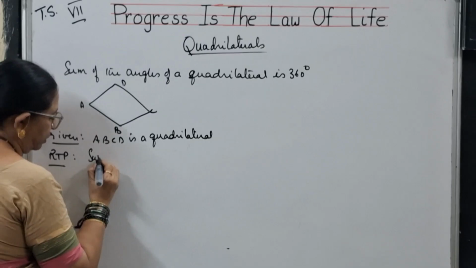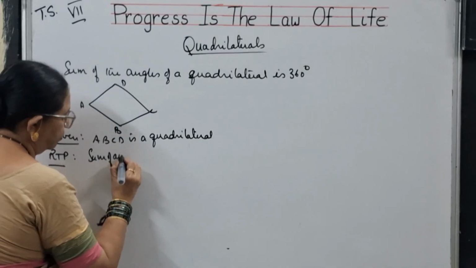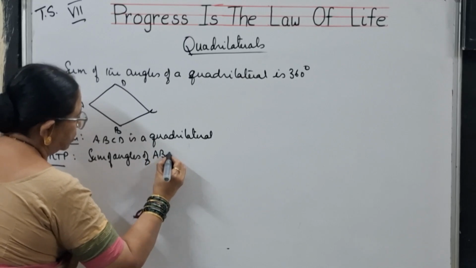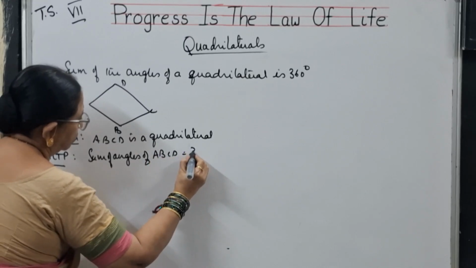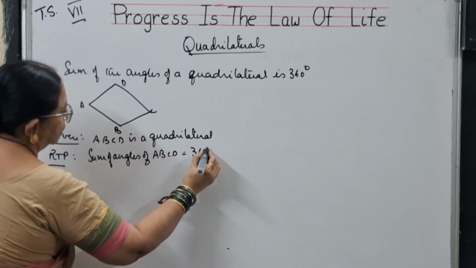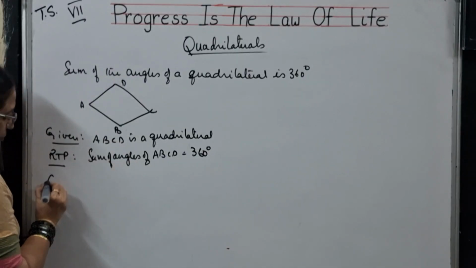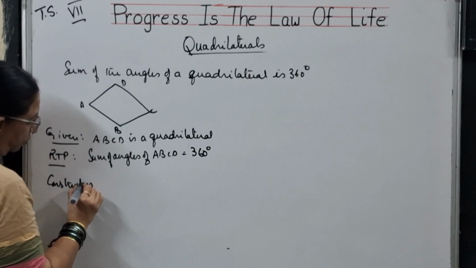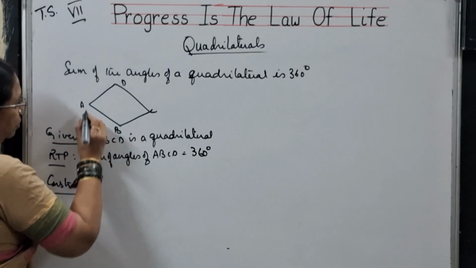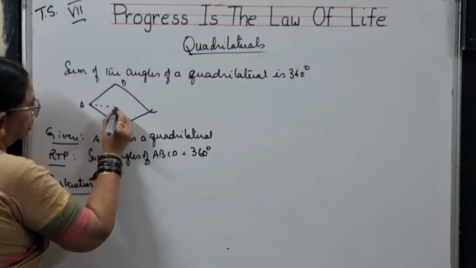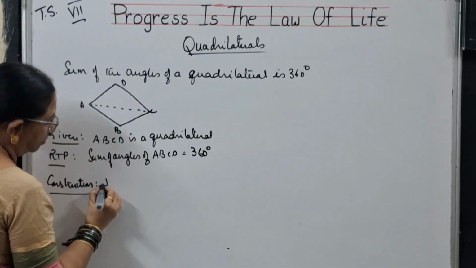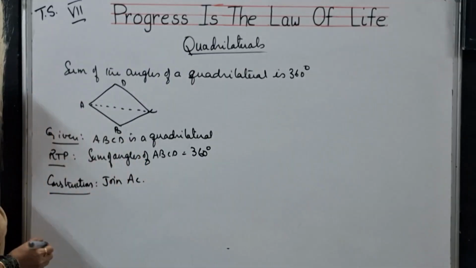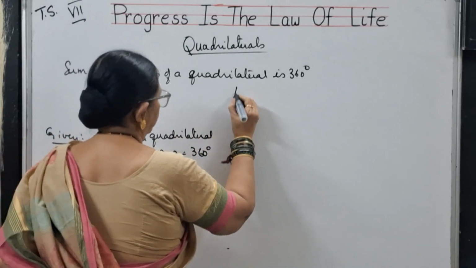We have to prove that the sum of angles of ABCD is equal to 360 degrees. This you have to prove. There is a construction, children. What is this construction? You have to join AC. Join AC. This is the construction. Now let us see the proof.